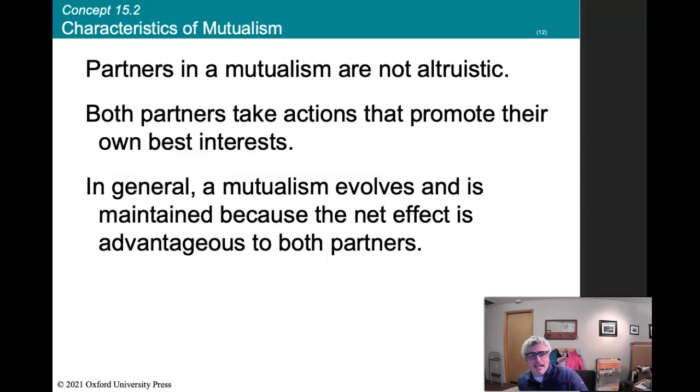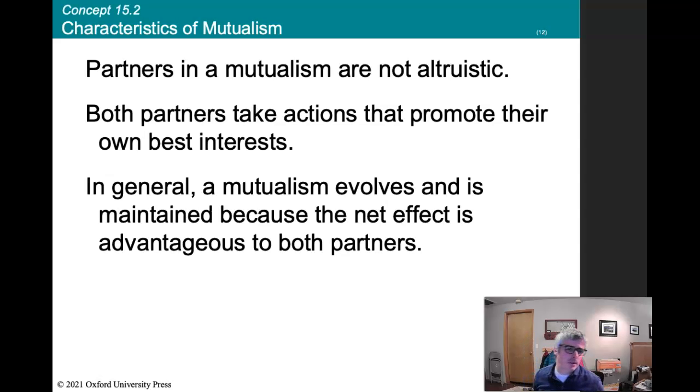It's easy to say, oh, they're doing this to help out, blah blah blah. It's like, no. Everybody's in this for themselves. There is no altruism in nature. Everybody's working on behalf of their self-interest, and there are times when the self-interests align, and 2 species can both derive benefit from the same interaction. In general, mutualism evolves and is maintained because it has a net positive effect for both partners.